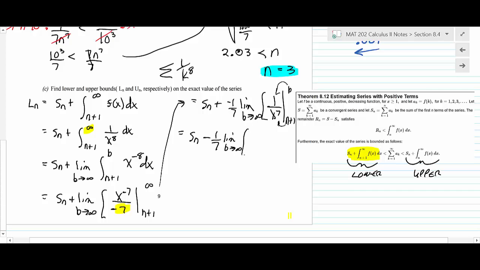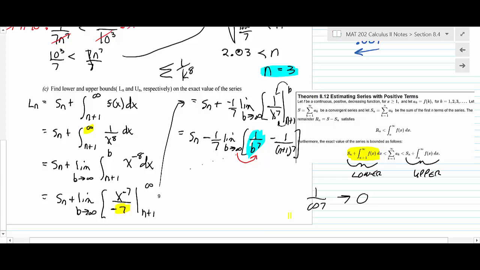Okay, so plug in the limits. You're going to have 1 over b to the 7th minus 1 over n plus 1 to the 7th, like that. Now when you do this limit, next thing is when b goes to infinity, what is this term right here that I highlighted going to be? That goes to 0, right? Because that's really 1 over infinity to the 7th. That's just 1 over infinity, which is going to 0.